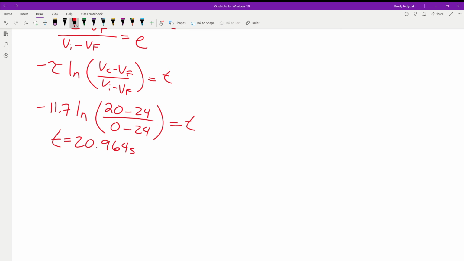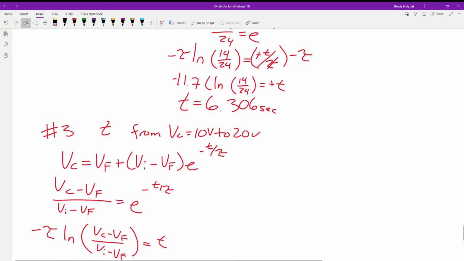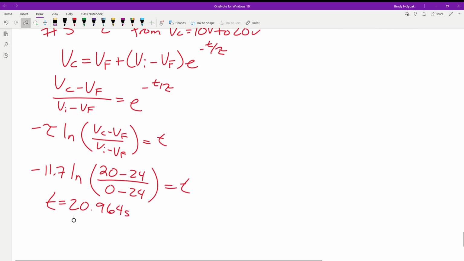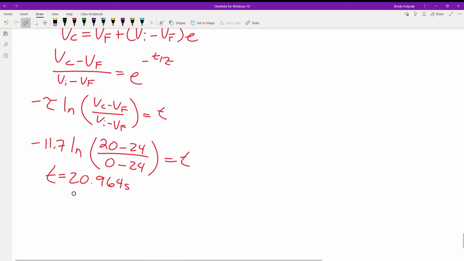You have to do that again, right? This is our second time. Oh, okay. Because we already solved how long it takes to get to 10 volts. Now we just want to know the difference in time going from 10 to 20. So to get to 20 volts, it's going to take 20.964 seconds. We subtract those two.